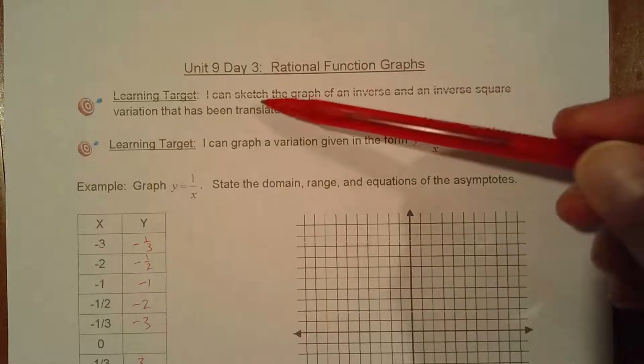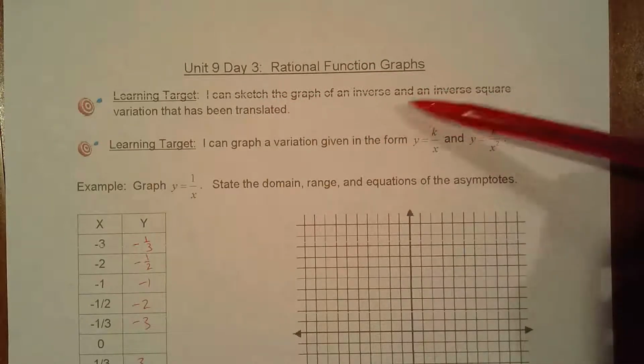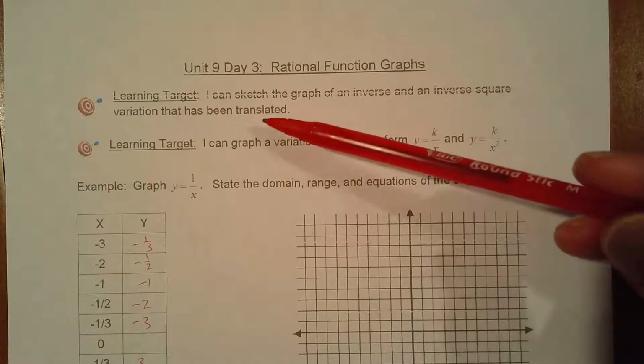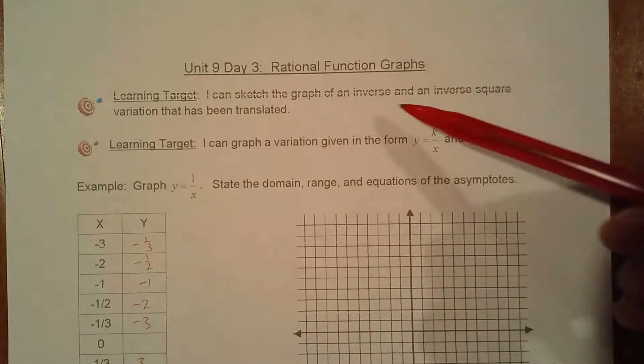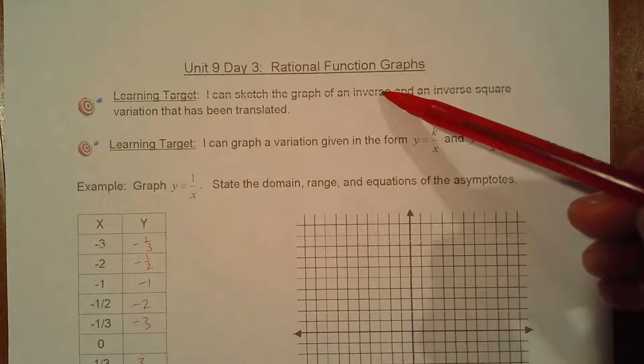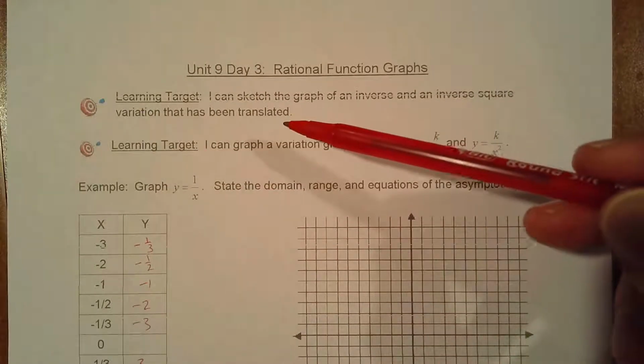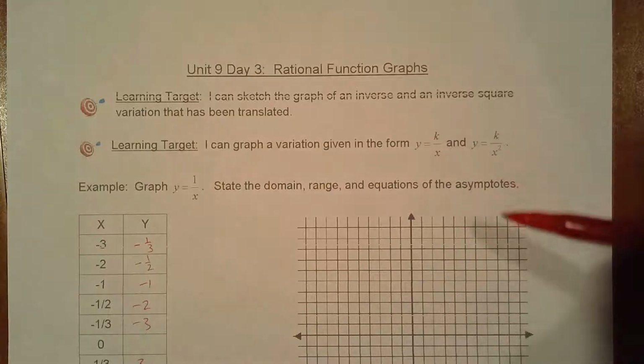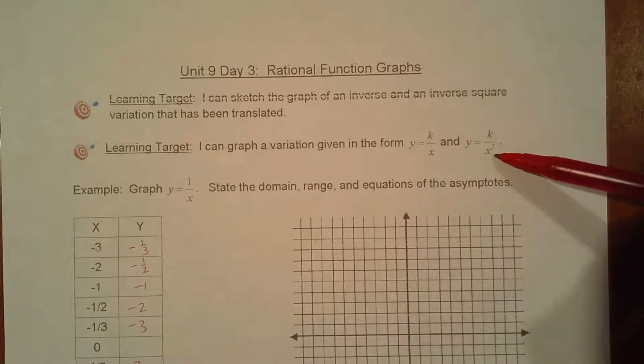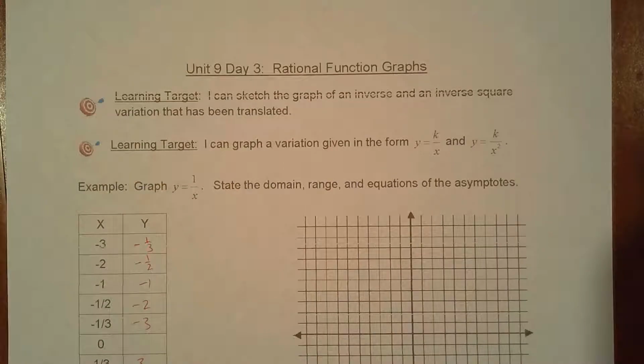So learning targets here, I can sketch the graph of an inverse or an inverse squared variation. Now, inverse function is also a reciprocal function, we call it, and that's what this guy is right here. And then the inverse squared is this guy right here, has an x squared in it. And then I can graph variations of these. So we're just basically going to shift them left and right and up and down.